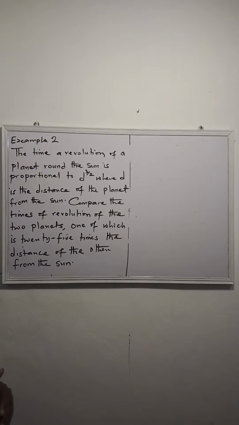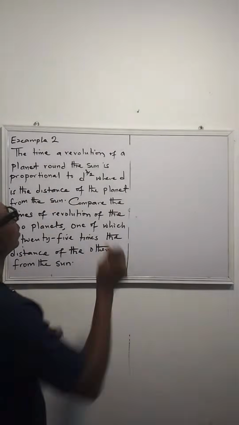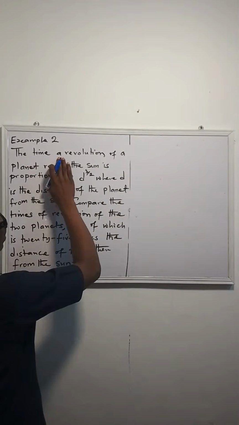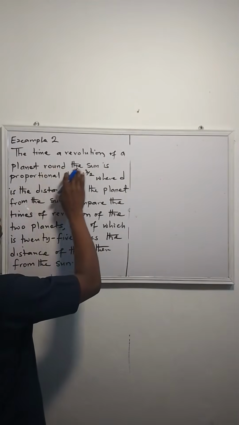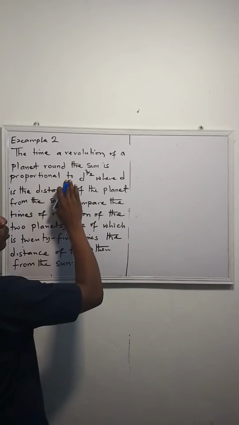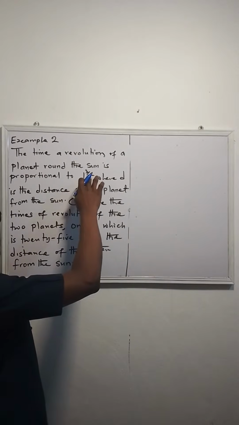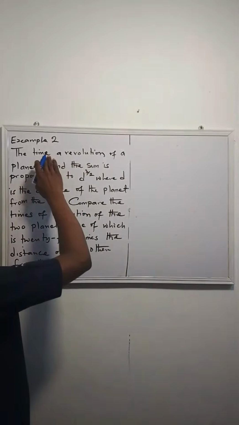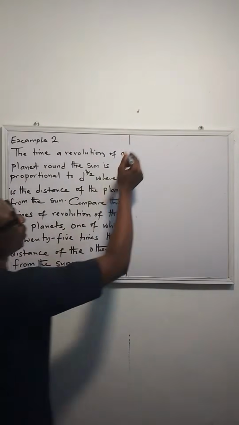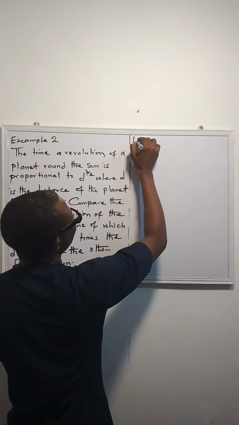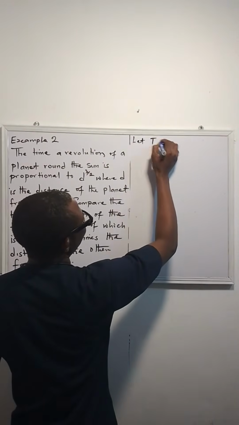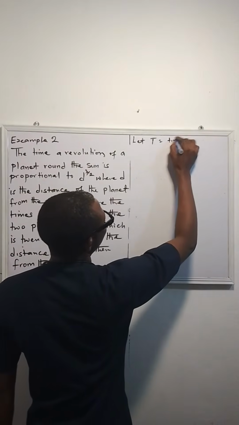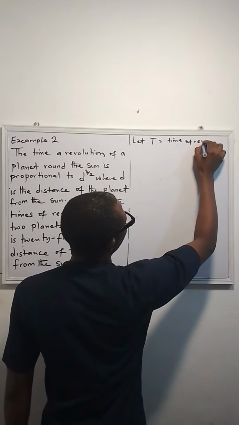All right, now let's look at the question. Now, variation first. The time of revolution of planet around the sun is proportional to d raised to the power of 3 over 2. Now, the question is talking about time of revolution. So we start by saying let T, capital letter T, be equal to time of revolution.